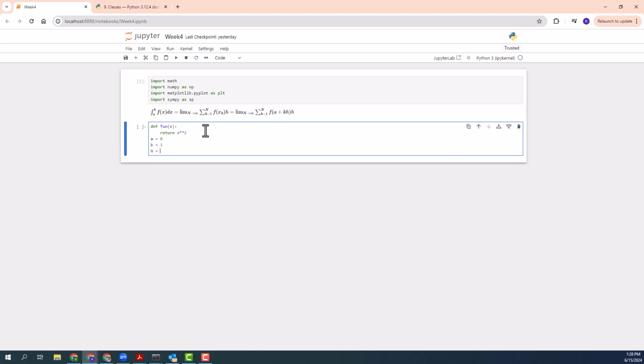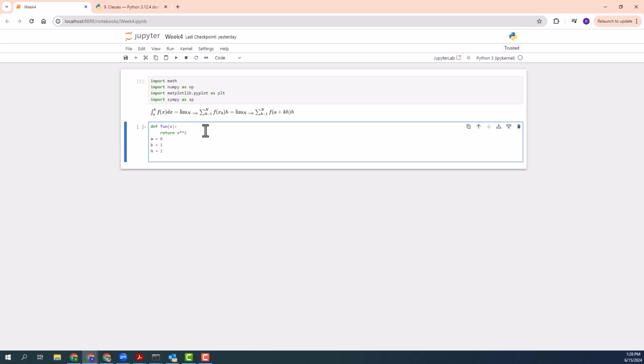And let's say I'm going to approximate with just 2 subintervals. And now what I want is to create an array that has 2 subintervals. I want to create an array going from a to b that has 2 subintervals. So to do that, oh, I thought I had it up here.